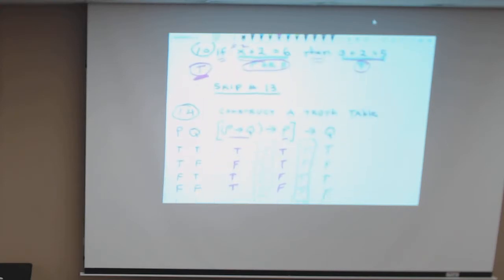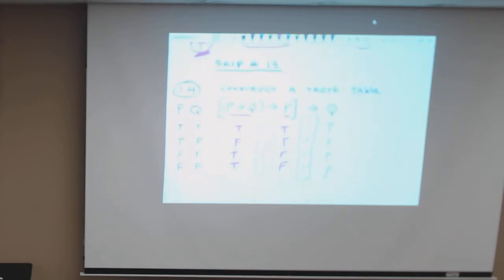Number 14. Construct a truth table. So what do we do first? Let's change to blue. We make our standard table. True, true, true, false, false, true, false, false.